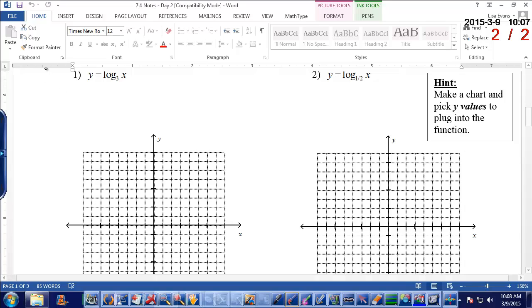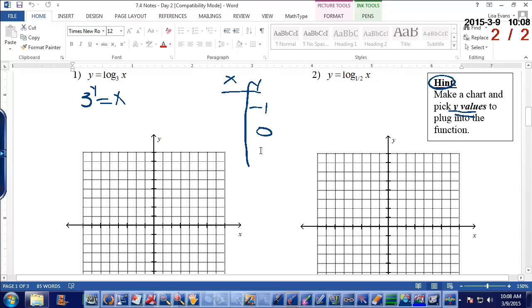Okay, so when I'm given these problems, you want to take a look at the hint. You want to make sure that you pick y values. It's just easier to do that, and we're also going to change it to an exponential function. So when I'm given this, we know that we can convert this to be 3 to the y equals x. Now you can pick x values, but then you have to think to yourself, what's y going to be to make that become x? It's a little bit more difficult. I just think it's a lot easier when you go ahead and decide to pick values for y.